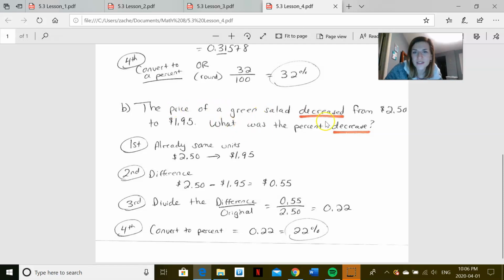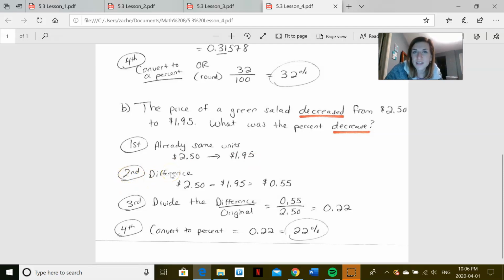The price of a green salad decreased from $2.50 to $1.95. What was the percent decrease? So same series of steps, except now we would just say that that percentage is what went down instead of what went up. So first, we have to have the same units. So lucky for us, they're already in the same units. They're both in dollars and cents.